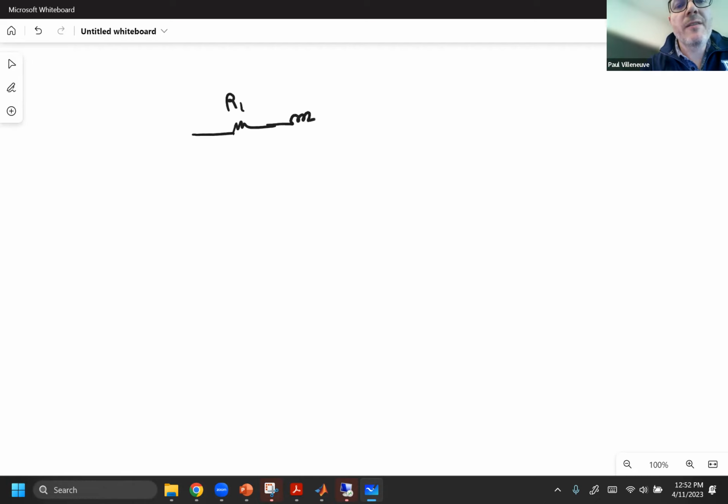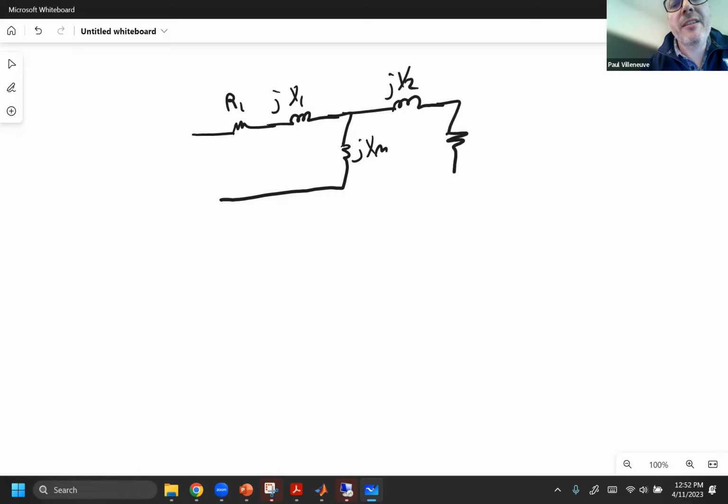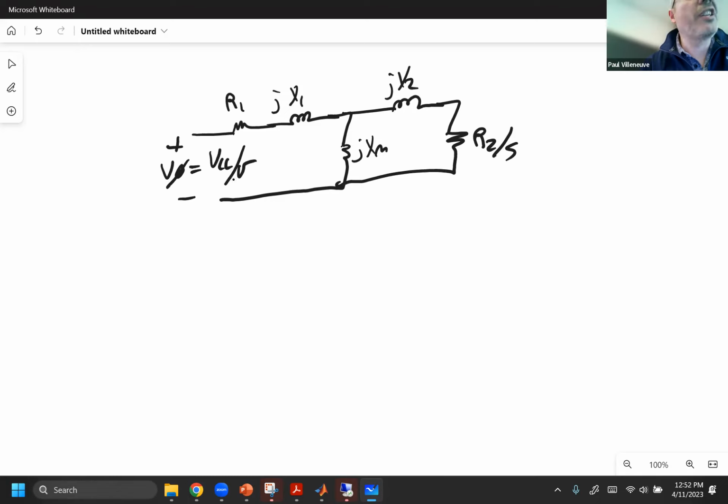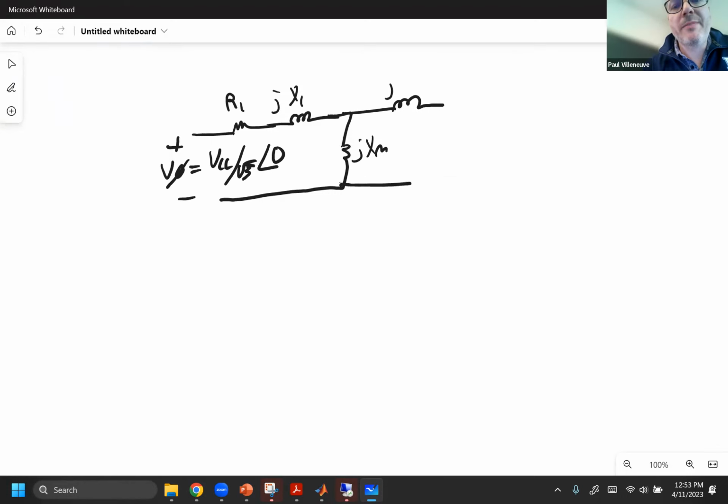So we have R1, jX1, jXM, jX2, and R2 over s. And this voltage applied here is V phase, which is equal to V line-to-line, 460, divided by the square root of 3 at an angle of 0. Let me clean that up a little bit.